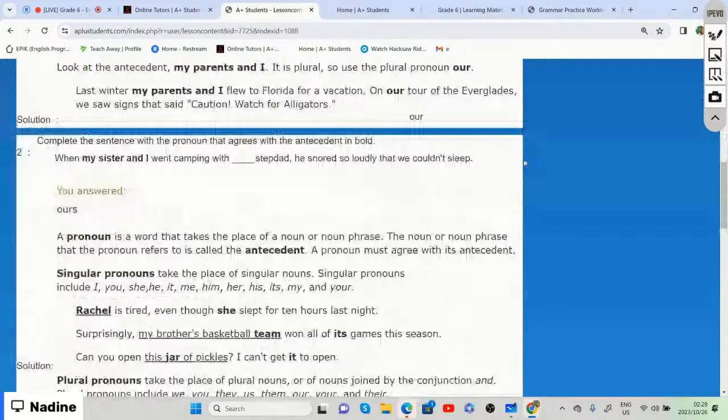My sister and I went camping with stepdad. He snored so loudly that we couldn't sleep. So my sister and I went camping with stepdad. He snored so loudly we couldn't sleep. What do you think will be the pronoun that represents or agrees with our antecedent, which is my sister and I? So, what do you think might be our pronoun within that sentence?